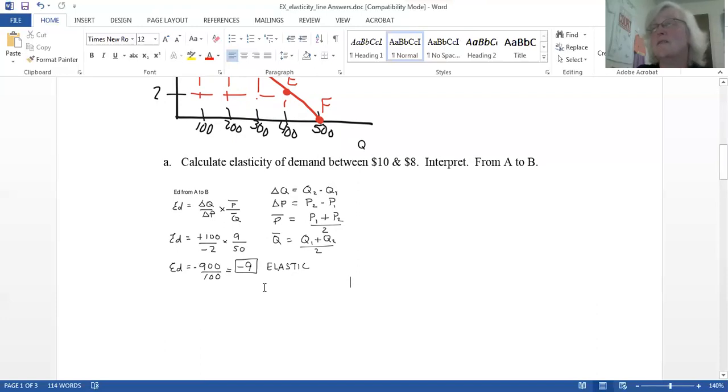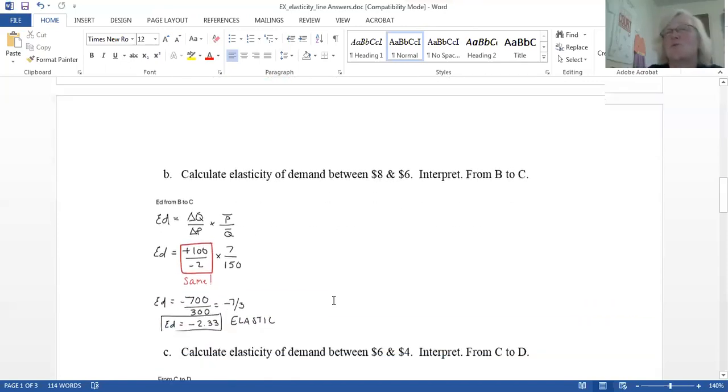So between the prices of $10 and $8, between the points A and B on this demand curve, the elasticity of demand is negative 9, no units, no percents, no dollars, no nothing. It's just negative 9. Okay, it's just a unit-free measure. We're going to take that, look at the magnitude, just the 9, and we're going to say that's elastic because it's greater than 1. If you're not familiar with these ranges, go back, watch the first video where I talked about the ranges and how to interpret these elasticities of demand. In this case, because the absolute value is greater than 1, we're going to assign the word elastic to it. Piece of cake, right?